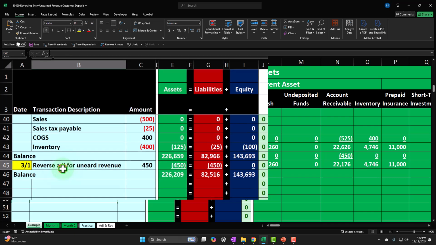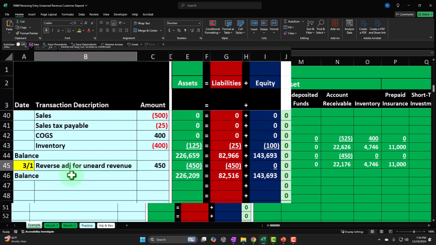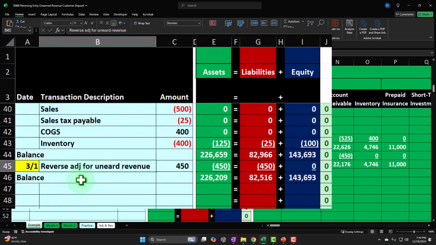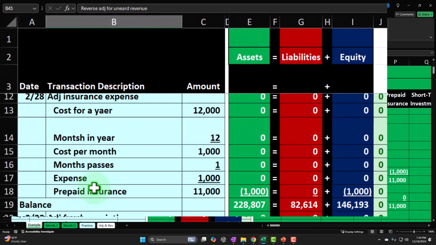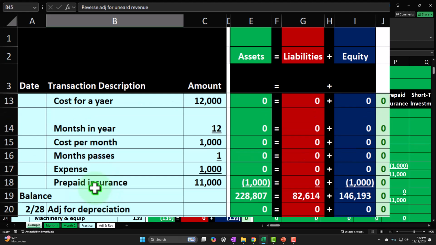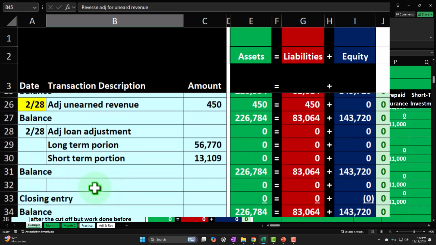So this time we're going to be reversing the adjusting entry we did for unearned revenue. So let's go back up to the unearned revenue just to recap the adjusting entry we did. Didn't I color code it? There it is, unearned revenue.